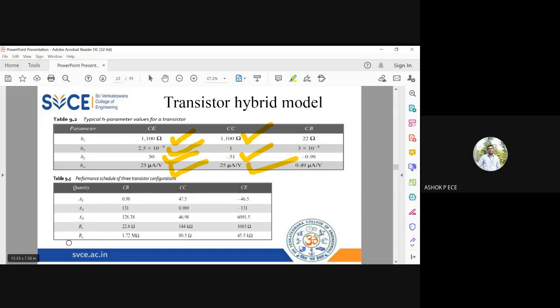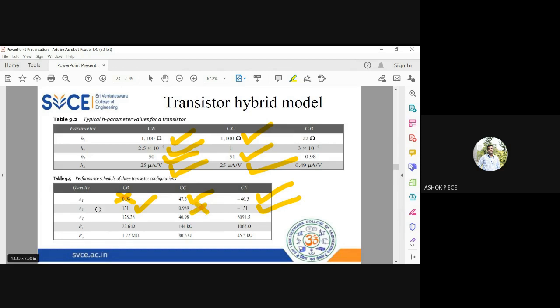The other parameters of an amplifier: you have what is called current gain. I told you common base is not used because its current gain is very poor. The current gain in common emitter and common collector is relatively good. Voltage gain: common base and common emitter will have almost the same voltage gain, but CC does not provide voltage gain.